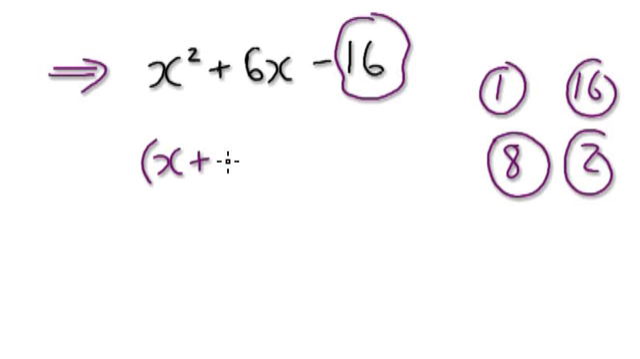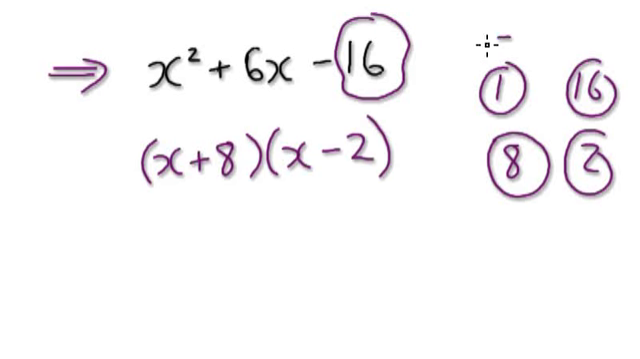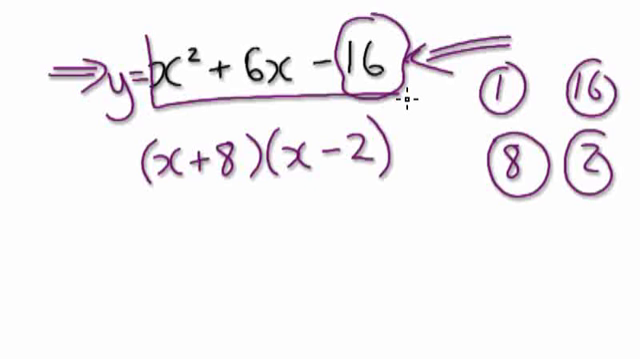x plus 8, and then x minus 2. You see, you've been given this by an examiner who gave you an easy one to work with. But in reality, you're not always going to be able to easily factorize things. So here, if you draw this graph, y equals this.